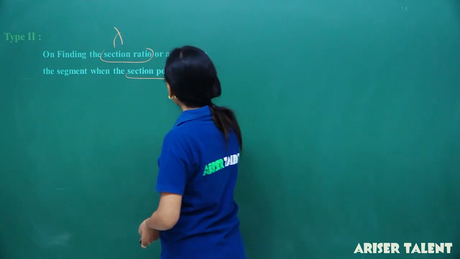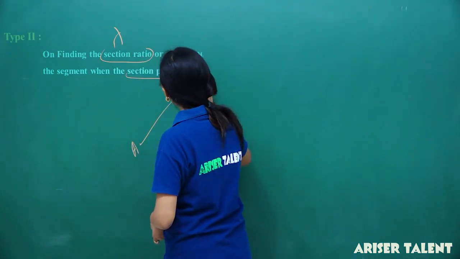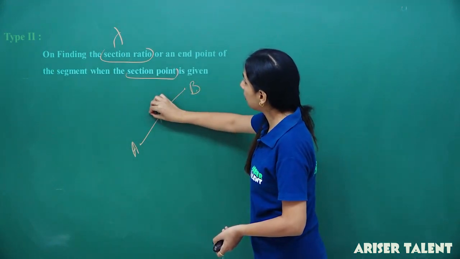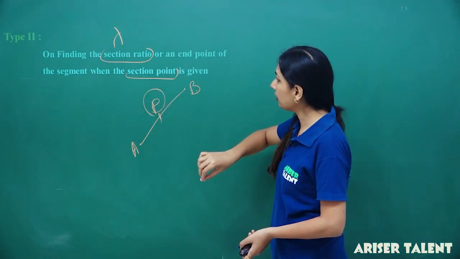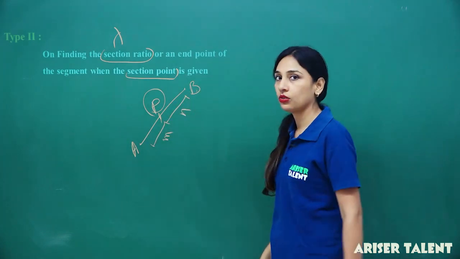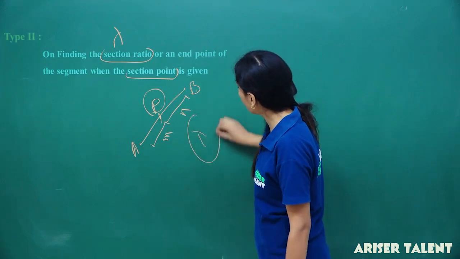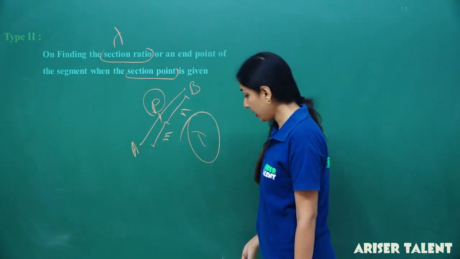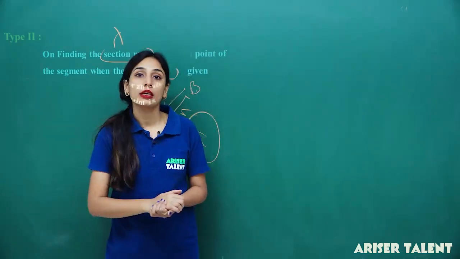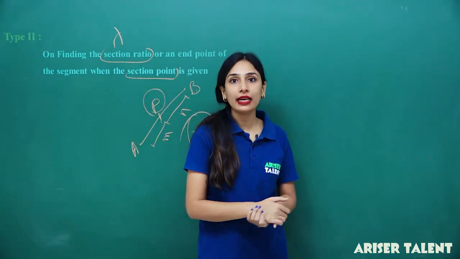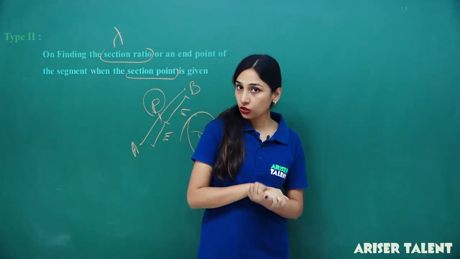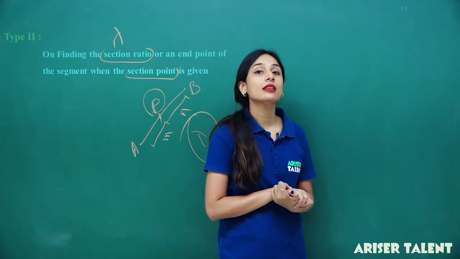And the section point is, if I am talking about only one point here, this P. So, this is given and you have to find out the M and N value, or you have to find out the value of lambda. Okay. So, we will talk about this type 2 questions, and we will understand what is the process of solving this kind of questions, but not today, in our next session.